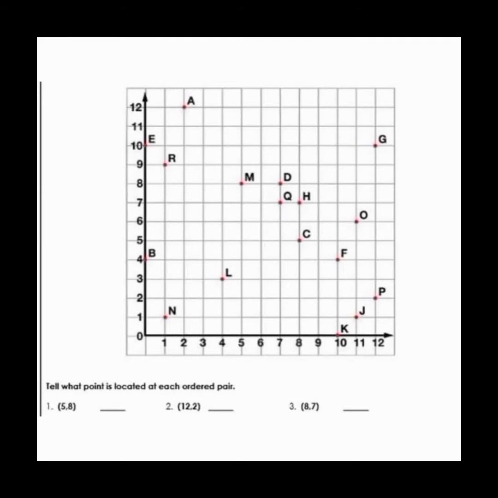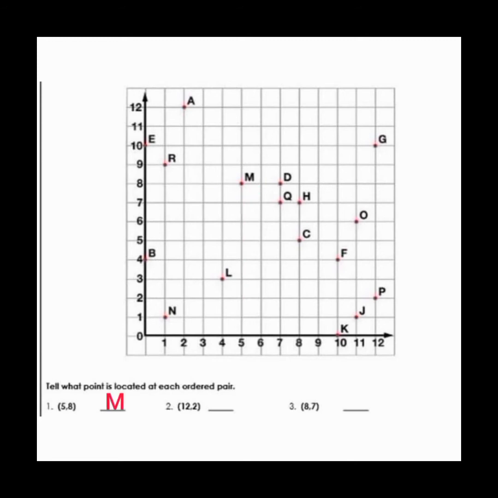So let's read the directions first for problems 1, 2, and 3. The directions say, tell what point is located at each ordered pair. Looking at number 1, we can see the coordinates are 5, 8. So looking at the x-axis, we're going to find number 5. And looking at the y-axis, we're going to find number 8. And then we're going to just go up to where the 5 and the 8 meet, and we see that there's letter M there.